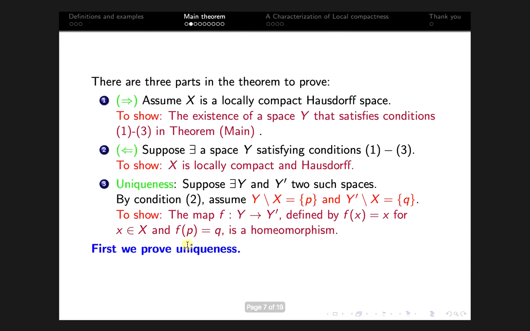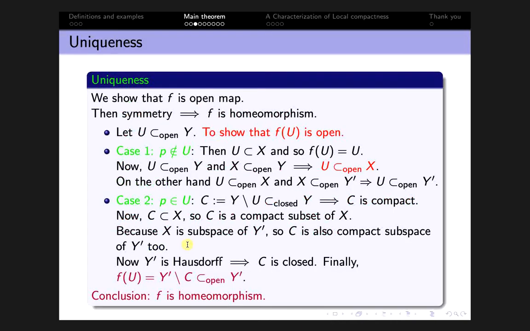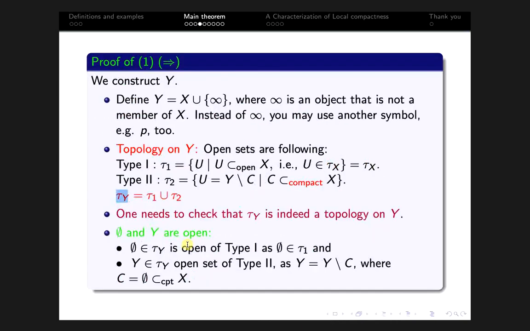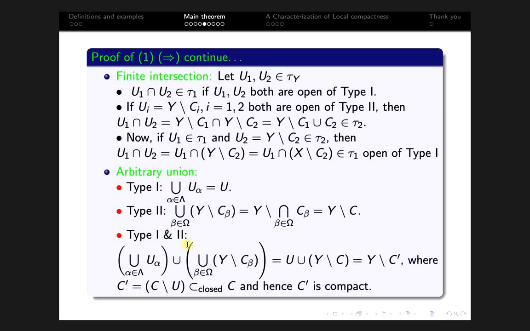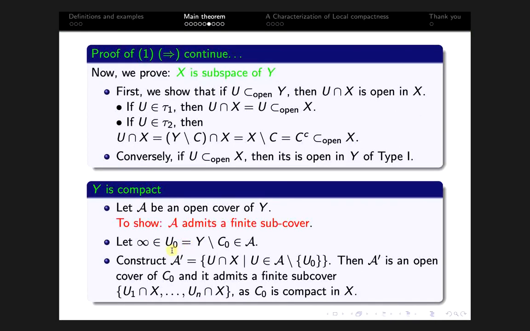Okay, so basically, once we prove Y is compact and Hausdorff, then we will be done. So first we prove that Y is compact. To show that Y is compact, we have to show that for a given arbitrary open cover A of Y, A admits a finite subcover. Okay, so infinity is an element of Y and A is an open cover of Y.